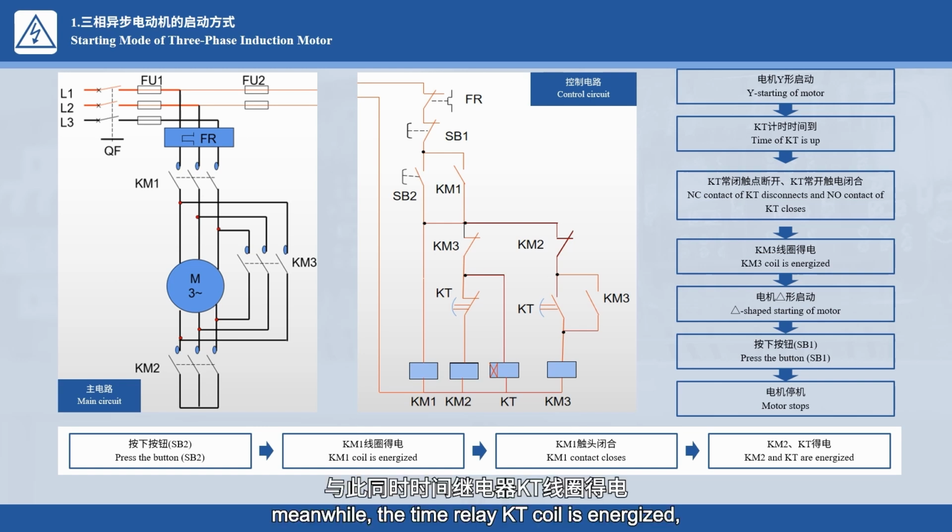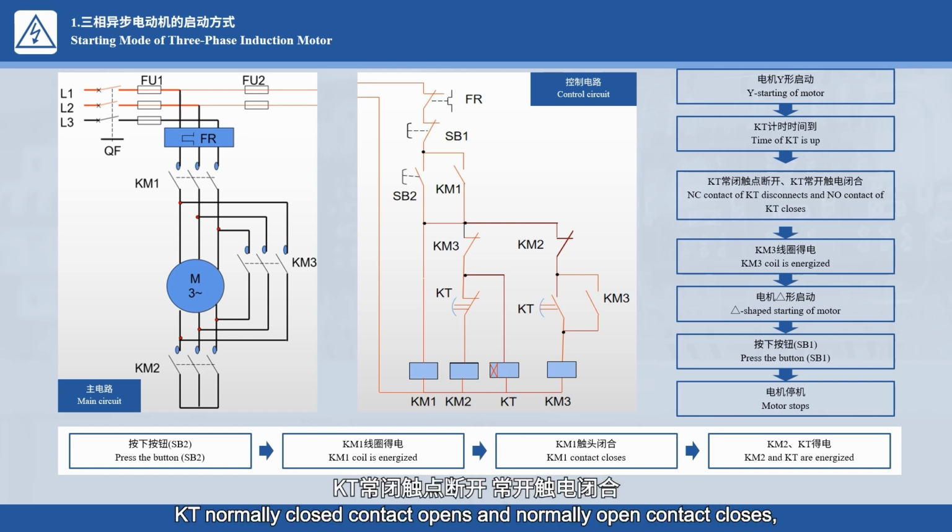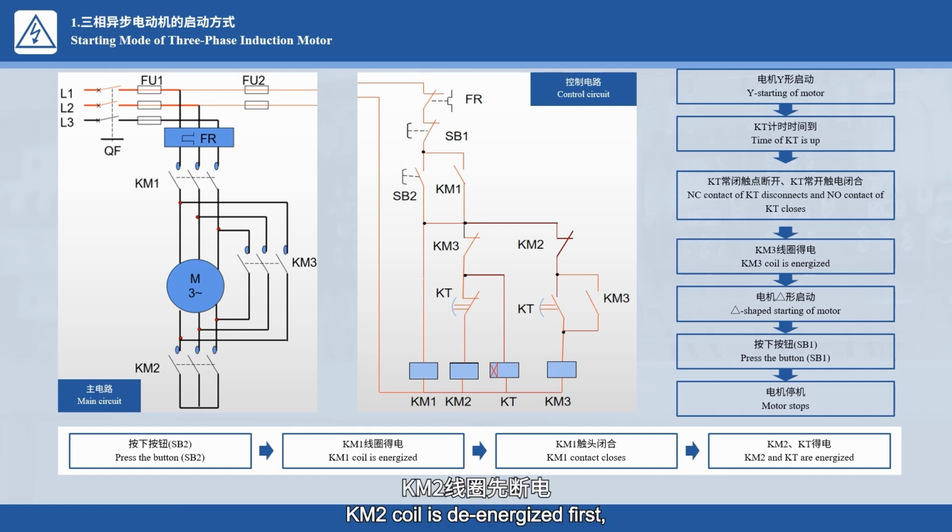Meanwhile, the time relay KT coil is energized. The countdown begins. When the time is up, KT normally closed contact opens and normally open contact closes. KM2 coil is de-energized first, and then KM3 coil is energized, and the motor operates in a delta configuration. Press the stop button SB1 and the motor stops running.